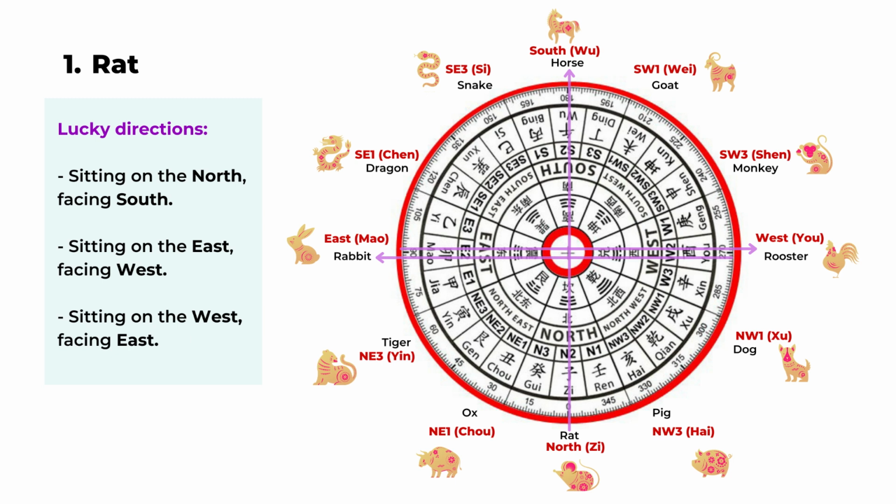And also when sitting direction is in the north, that's the direction of the rat. So for the animal sign of the rat, it's always good to be sitting on the rat direction, which is the north, and facing the other direction, the south. And that's the same with every animal sign.